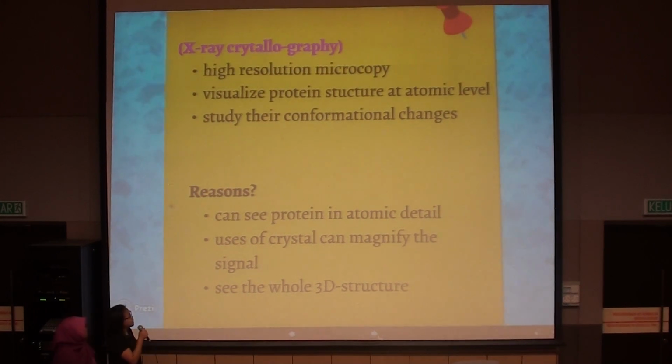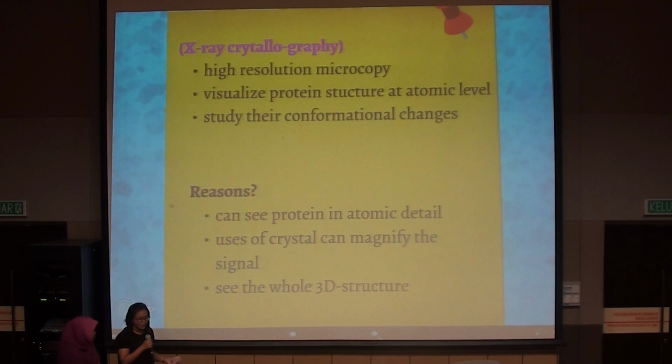Lastly, how to determine the protein structure. First, we use X-ray crystallography. We can visualize the protein structure, and this is easy because the protein can be seen in atomic detail, very detailed, and we can see the whole 3D structure.